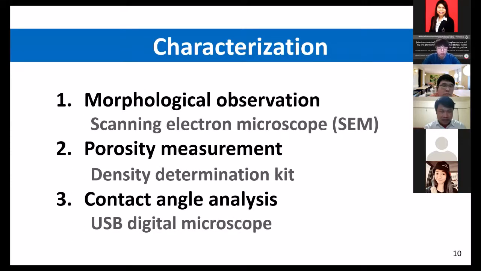For the characterization, we use characterization techniques to investigate some properties that could affect the controlled release rate. The first one is morphological observation by scanning electron microscope, or SEM. The second one is porosity measurement by density determination kit. And the third one is contact angle analysis by USB digital microscope.